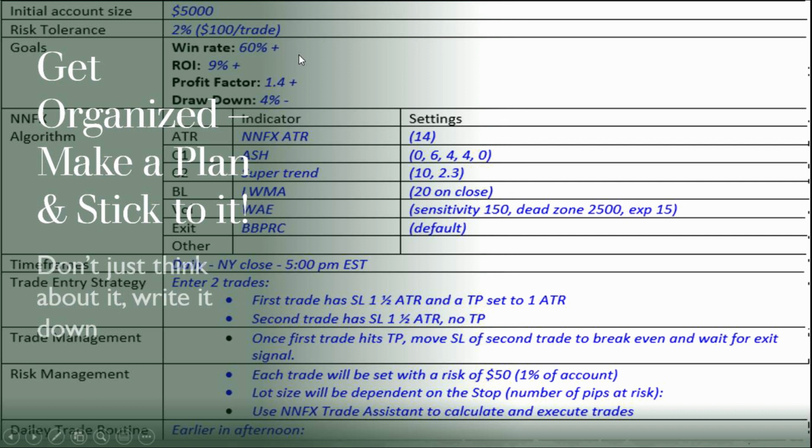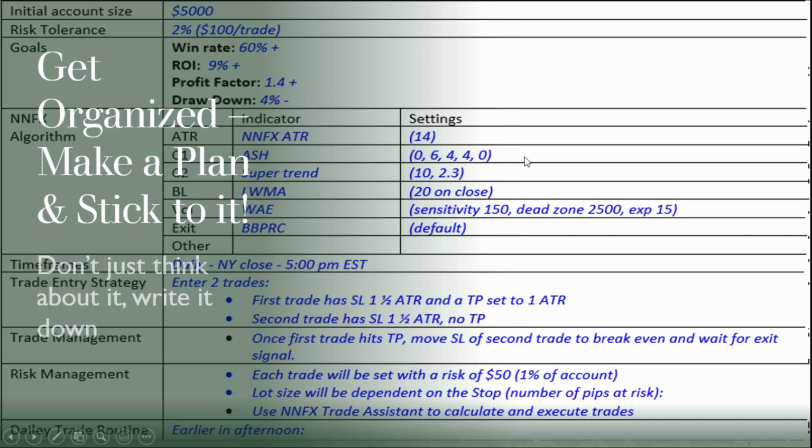For instance, a win rate of greater than 60%, an ROI of greater than 9%, and that would be an annual ROI, profit factor greater than 1.4, and a drawdown less than 4%. Again, you're not always going to hit this, and it's not to say you're going to right out of the gate achieve these goals, but you don't know what you're shooting for unless you write them down.